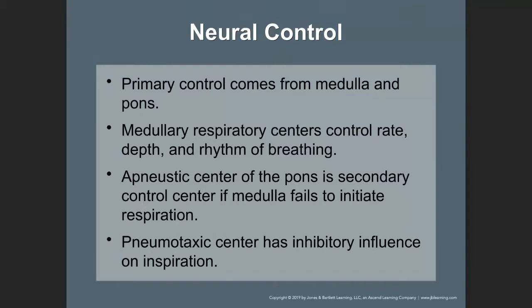Neural control. Primary control comes from the medulla. So the primary control is from the medulla and the pons. The medullary respiratory center controls rate, depth, and rhythm of breathing. The pons has a superior and inferior portion. The inferior portion is the apneustic center of the pons, and it is a secondary control center if the medulla fails.